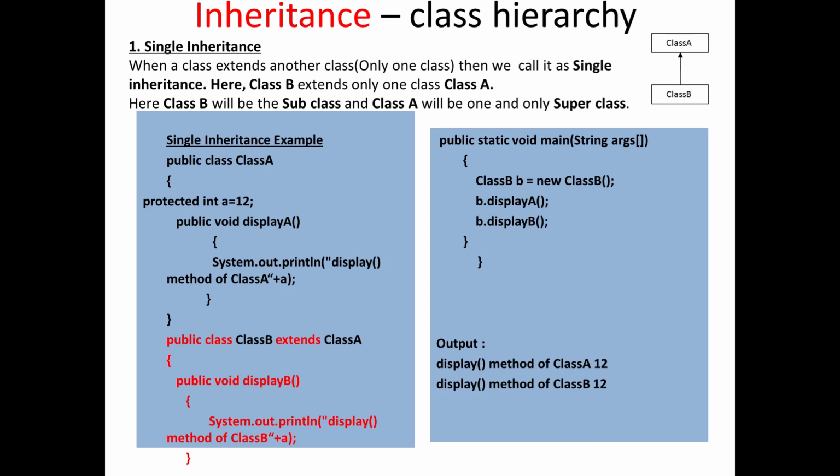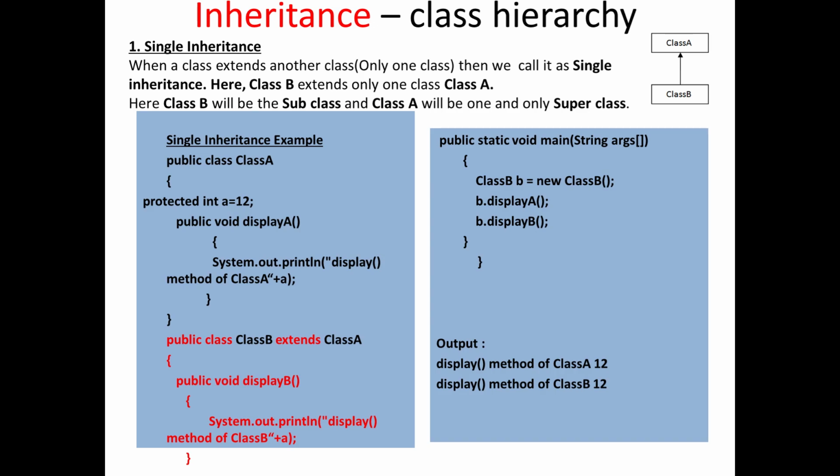This is a sample program to illustrate the single inheritance concept. Here there are two classes, class A and class B. Class A is a parent class and class B is a child class. Class A consists of one integer variable whose value is 12, and it is a protected member, and one public function called display A, which prints the statement display method of class A along with the value of A.